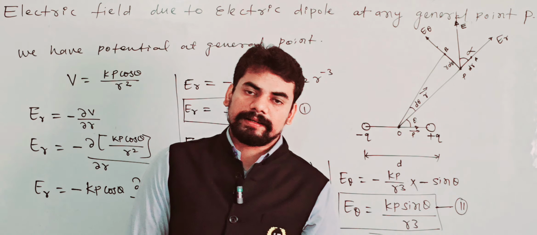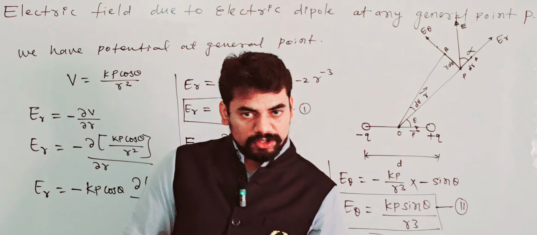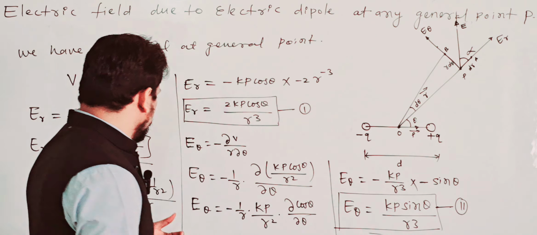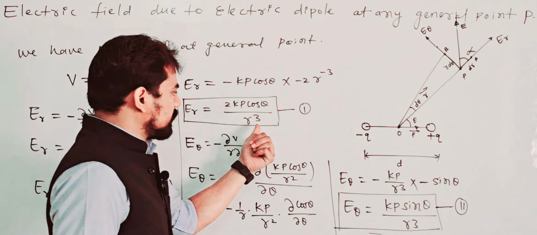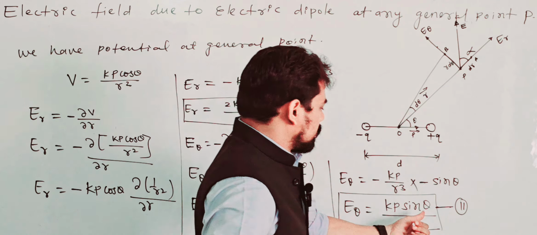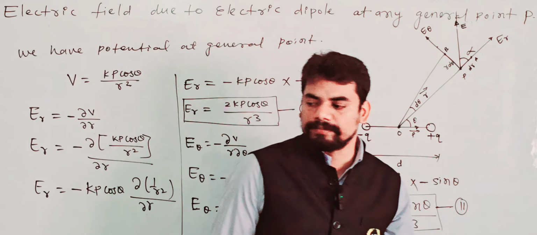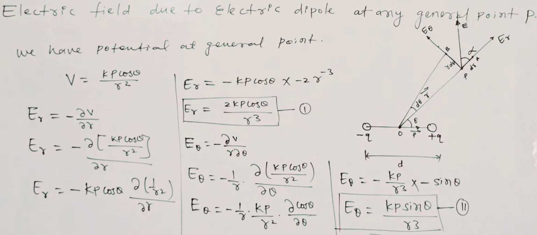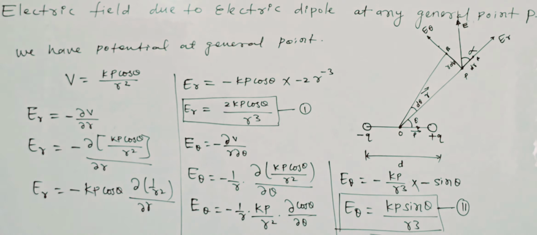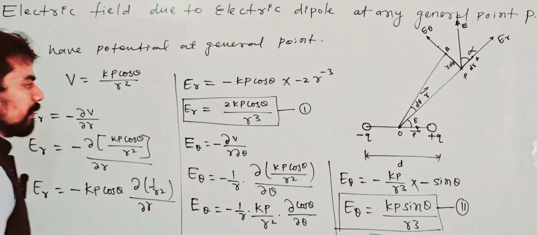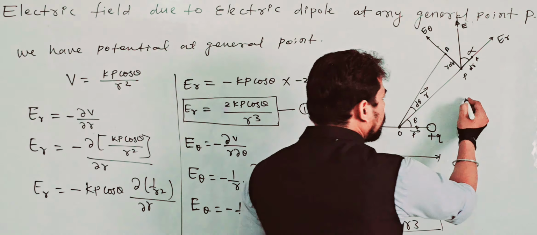Any problem up to here? No problem. This is 2 kp cos theta by r cube. This is kp sin theta by r cube. Done? From here, what can we write? Net electric field. What is the net electric field?